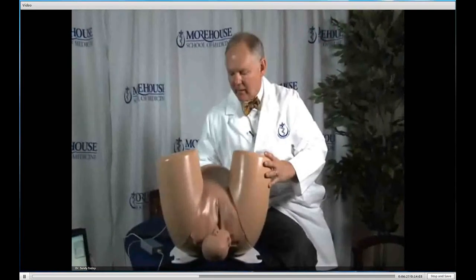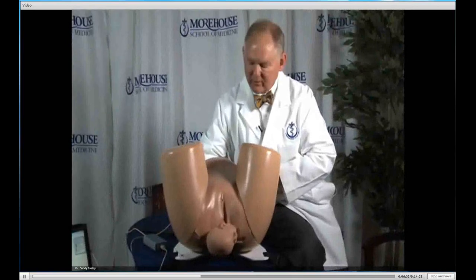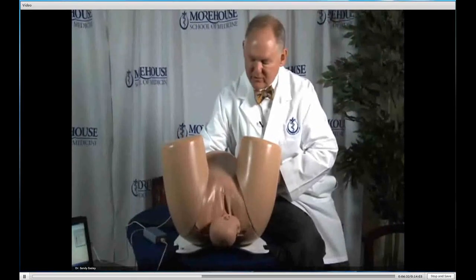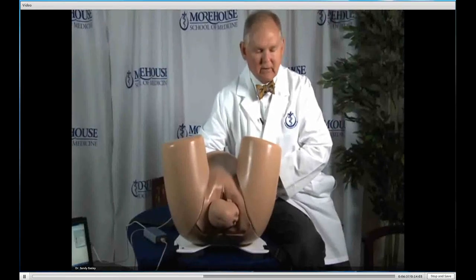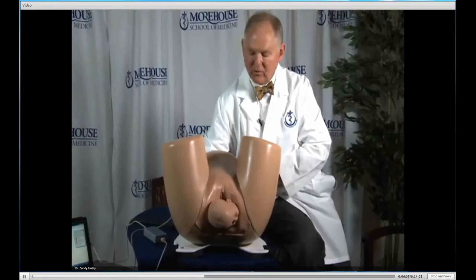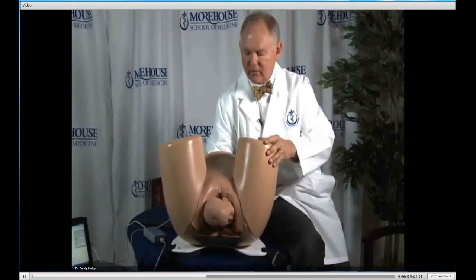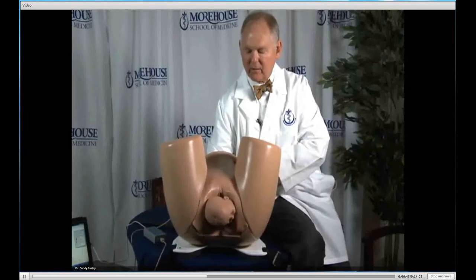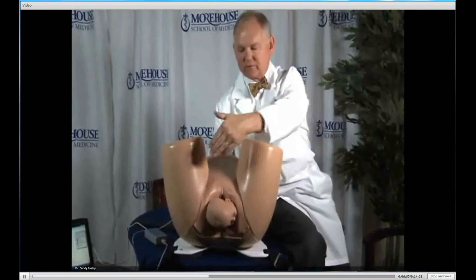I'm going to have this baby's left shoulder, which is the anterior shoulder, caught up here behind the pubis. What Dr. Herring is going to do is to come up, and I think it's going to be probably best for them to see this, that you go on this side.